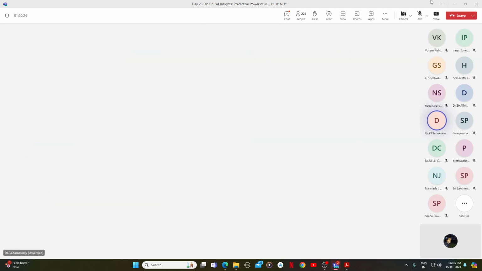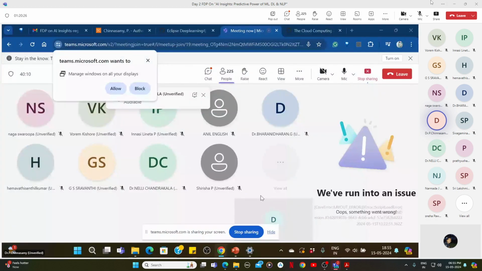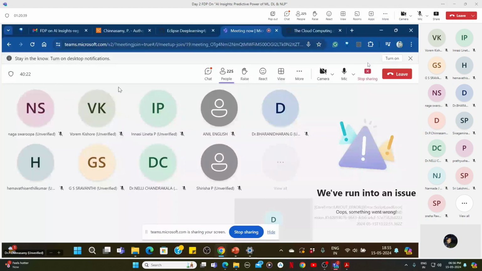I think one of the participants is asking a question: what is meant by labeled data? What kind of features are we using? Labeled data is, for example, when we give input data as images. What kind of things do we require for processing images? The only thing we require is the dimension. I think it is audible, right?